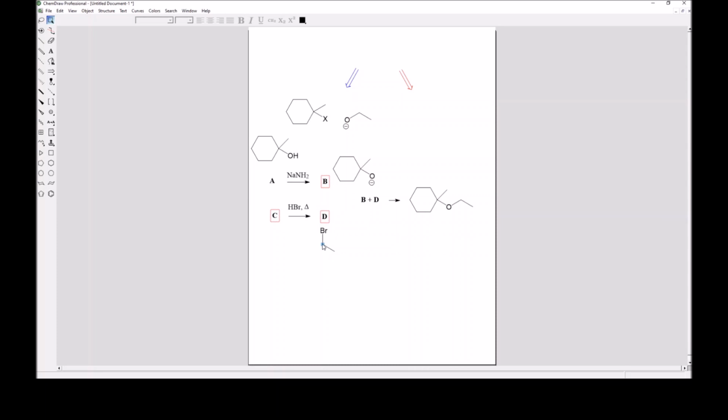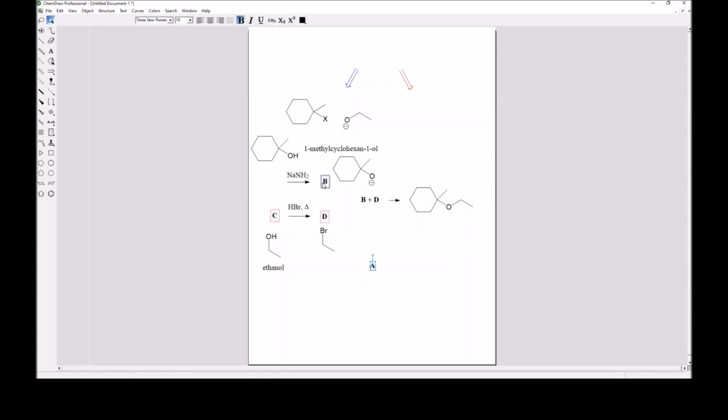What alcohol would I need in order to make this? Well, hydrobromic acid reacts with primary, secondary, and tertiary alcohols to produce alkyl bromides. So I'm going to start off here with ethanol, and then this compound that I start off with here is methyl cyclohexanol. Okay. So now we're ready to identify compound A, B, C, and D.